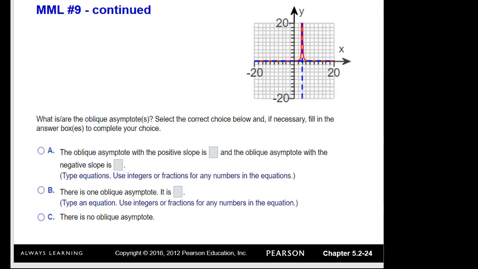And then it asks about oblique, and this is where there are no oblique ones. There are no slanted lines.